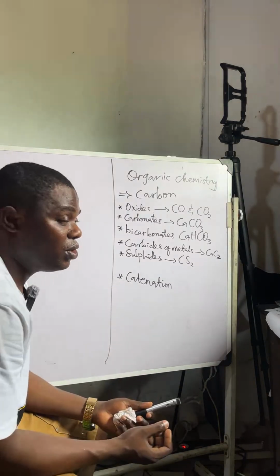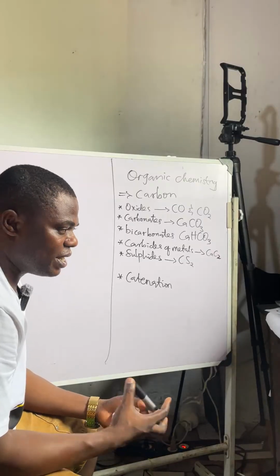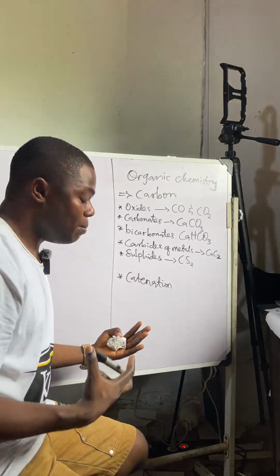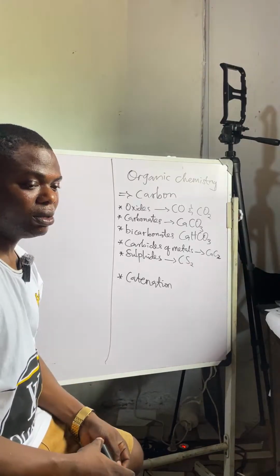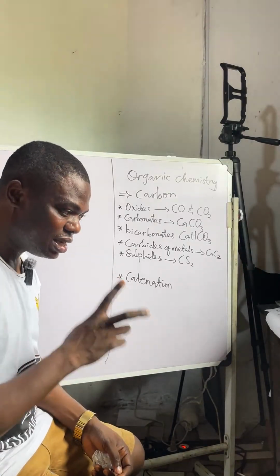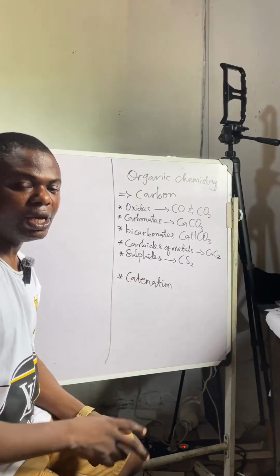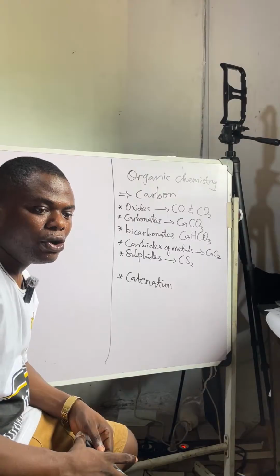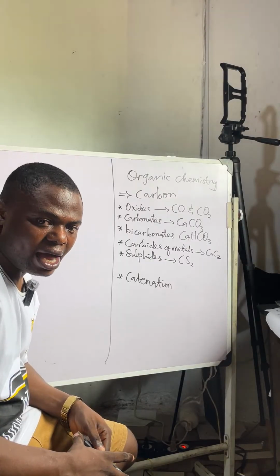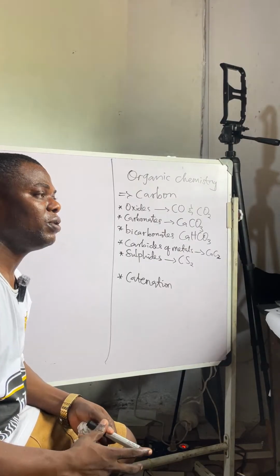So catenation is the ability of a carbon atom to form multiplicity of bonds with itself and other elements. Catenation. Very necessary. The ability of a carbon to form multiplicity of bonds with itself and other elements. That is what we call catenation.